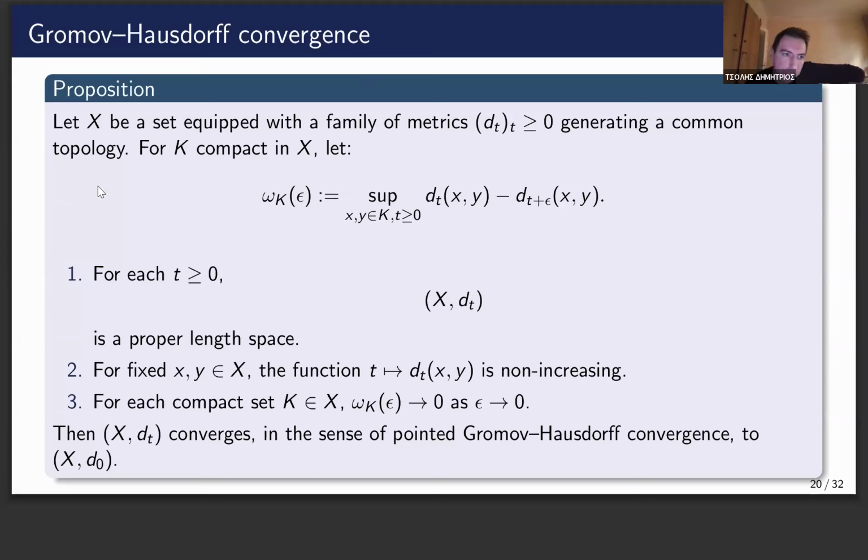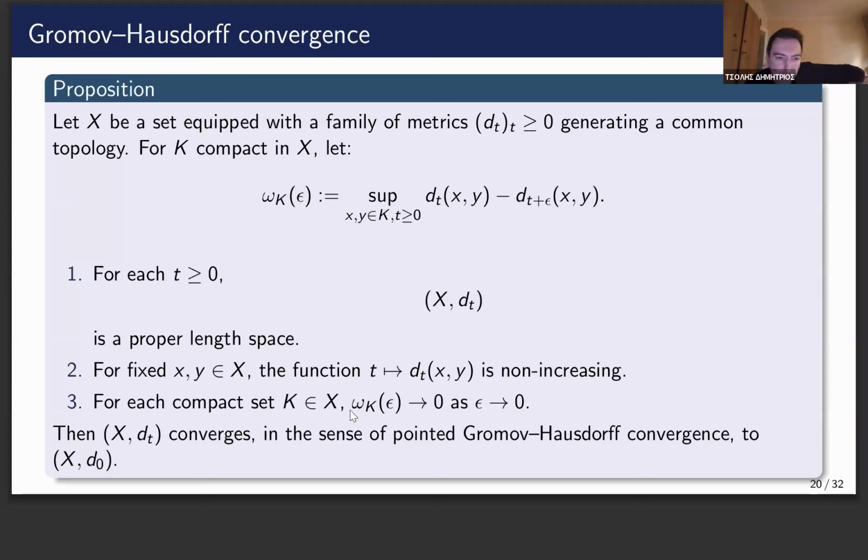Then we need those three axioms here. For example, the first, we have that for t greater than or equal to 0, we demand that this is a proper length space. Then we also have that the function t to d_t of x and y is non-increasing.